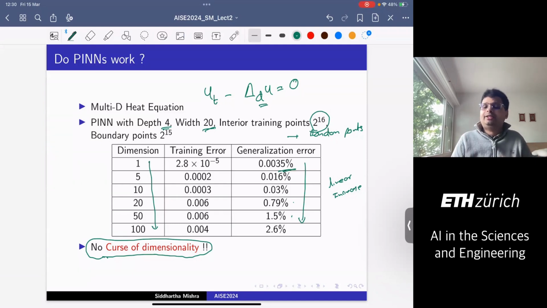But then you have also seen other examples where it doesn't work. So how do we know when it works, when it doesn't work, why does it work, why doesn't it work, and so on? So this will be the focus of the next couple of lectures.